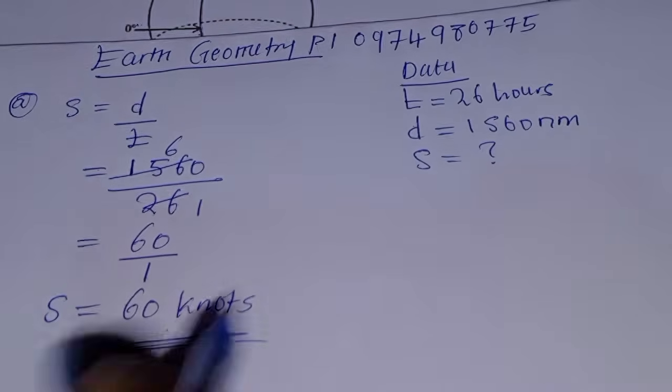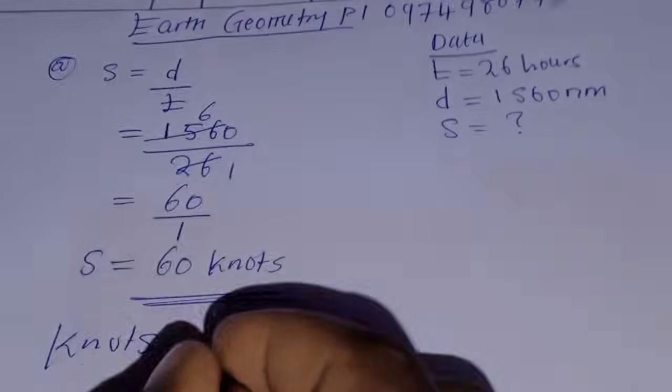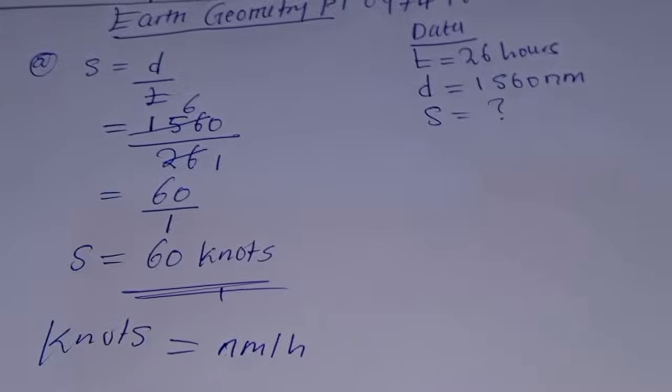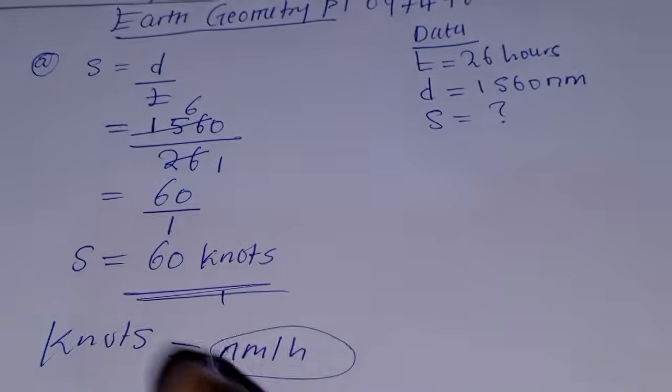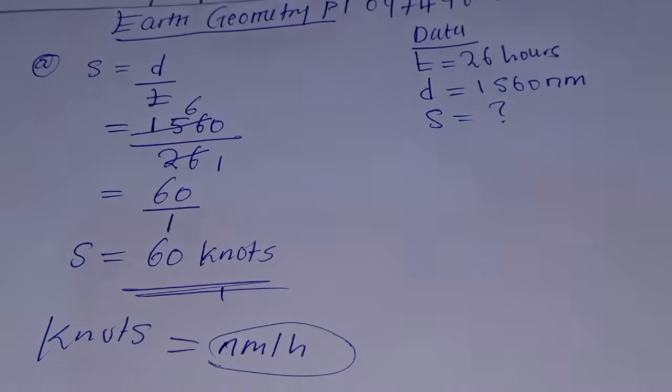I've seen many students who make mistakes by adding hours here. The knots that we have been given already represent knots. This knots here simply means nautical miles per hour, so there is no need to add hours here. All right, hopefully you have gotten 1 or 2 points there.